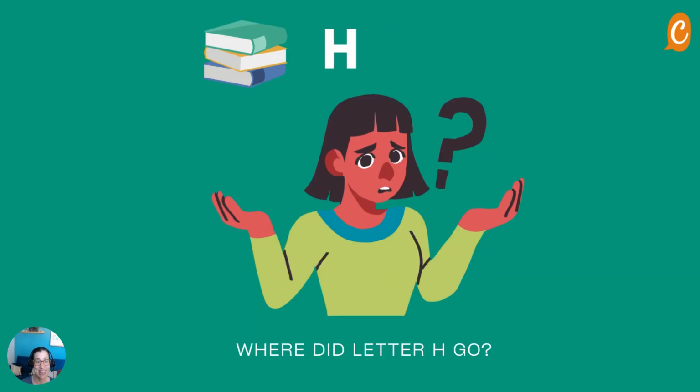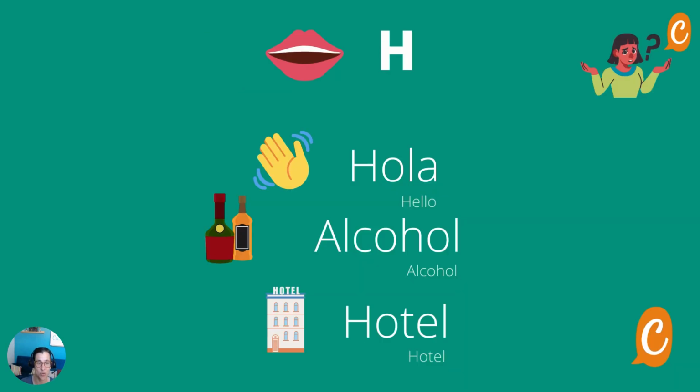Restaurante, which means restaurant. The only letter in Spanish that went missing is letter H. It's the only letter we will never pronounce. It's just as if there was nothing in there. Let me show you some examples. Hola, this one you know for sure. You never say hola with an H sound, you just say hola. Alcohol, which means alcohol, or hotel, which means hotel.